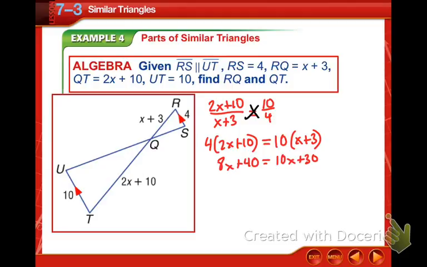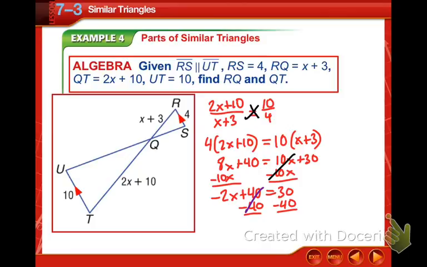So now, I'm going to subtract 10x from both sides. 8x minus 10x is a negative 2x, plus 40 equal to 30. Let me subtract 40 from both sides. So negative 2x is equal to negative 10. Then we divide by negative 2 on both sides. Negative divided by negative is positive. 10 divided by 2 is 5.